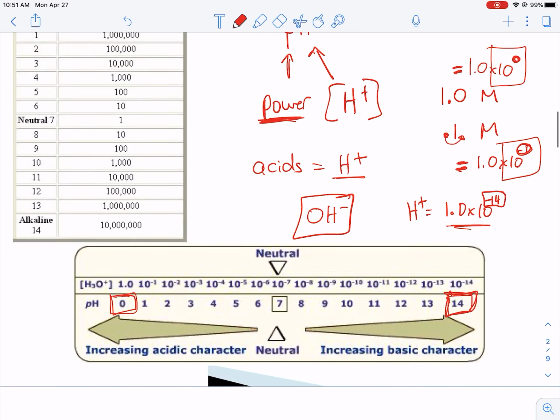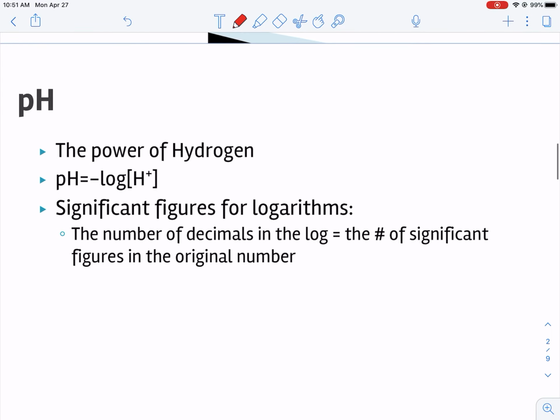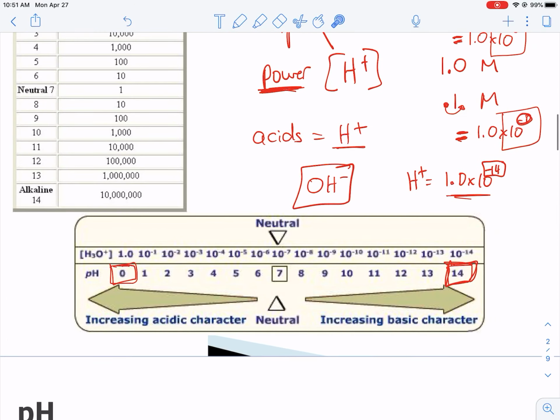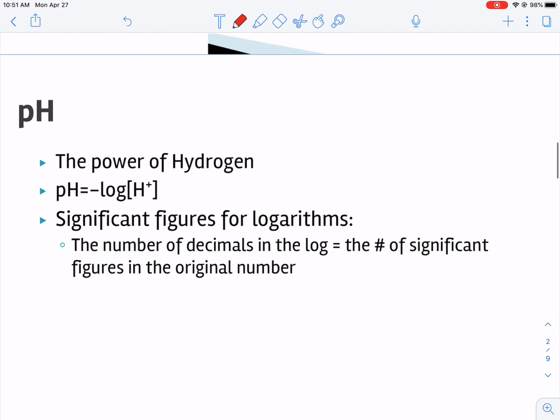Okay, now when we're solving this, our official equation here is the pH of something is equal to the negative log of H+. Why the negative sign? Because when we solve this, remember what we had? We had this negative here, and we want to get rid of that negative so that it's a positive number. So it's basically there to flip the sign for us. So it's the power of hydrogen. We're using a very simple equation.